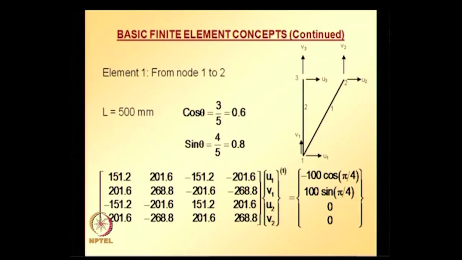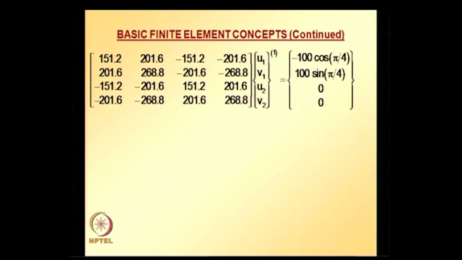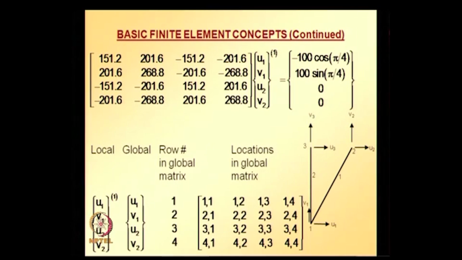Similarly, we can assemble the equation system for element 2, noting down the angles which the local coordinate system makes with the global x coordinate system. And if you look at the element 1 equation system, we should now make a note of where the contribution from element 1 goes into the global matrix.